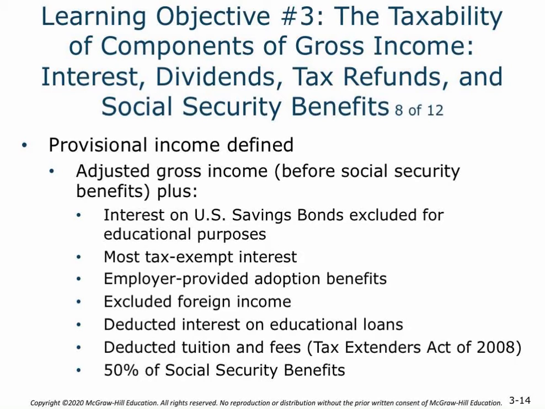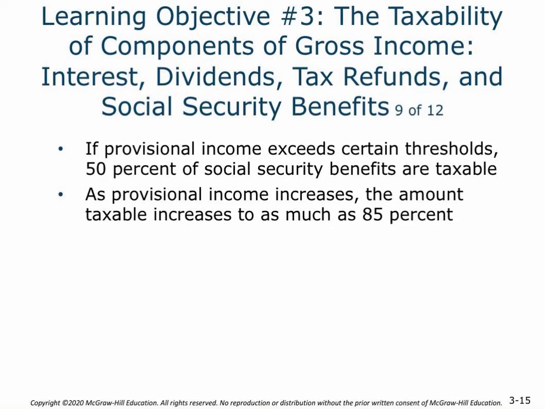So the provisional income is going to be the AGI plus interest on U.S. bonds excluded for education purposes, most tax-exempt interest, any adoption benefits that were provided by the employer, excluded foreign income, and then deducted interest on education loans, deducted tuition and fees, and then half of the Social Security benefits are going to get included with that provisional income. And then if it exceeds certain thresholds, and we'll take a look at those thresholds, then half of the Social Security benefit is going to be taxable. And as the provisional income increases, the amount of that Social Security benefit that is taxable is going to increase to as much as 85%. So if you are under the threshold, it may not be taxable.